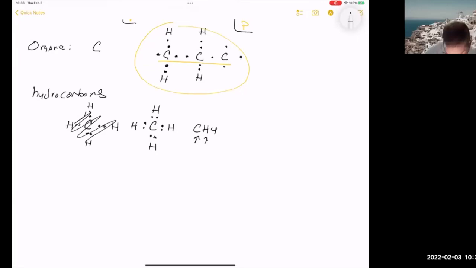And what I'm going to do is talk a little bit about how some of these are named, right? So the way that we name hydrocarbons is by how many carbons you have in that molecule. If there is just 1 carbon, we call that a meth. 1 carbon is a meth. 2 carbons would be eth. 3 carbons would be prop. 4 carbons would be but, and so on and so forth.